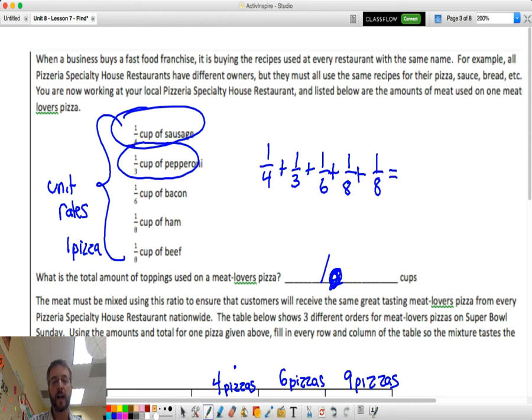Tomorrow we're going to go ahead and get started on the homework for this, but I wanted to make sure you at least had a good idea of how to calculate unit rates and equivalent ratios when you're given complex ratios in a ratio table.